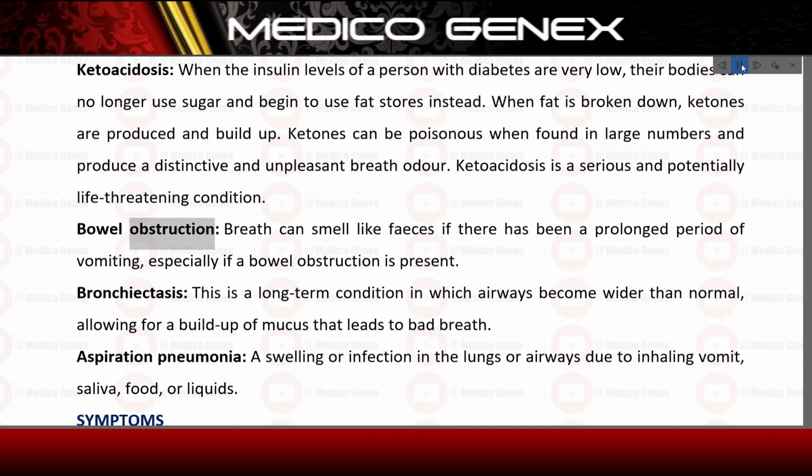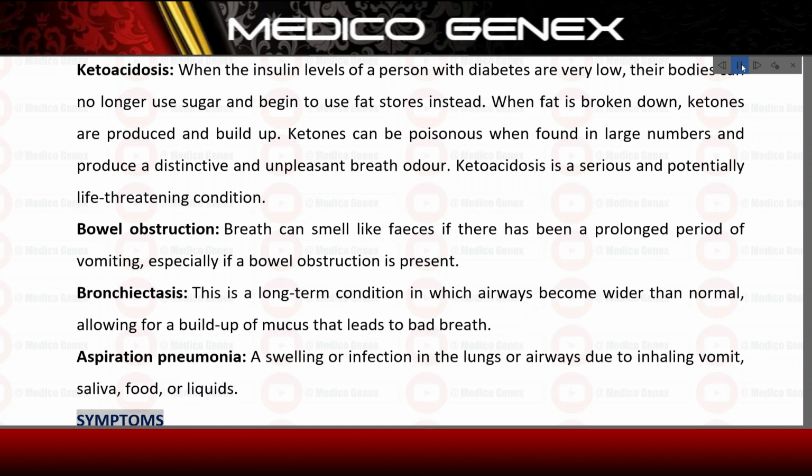Bowel obstruction. Breath can smell like feces if there has been a prolonged period of vomiting, especially if a bowel obstruction is present. Bronchiectasis. This is a long-term condition in which airways become wider than normal, allowing for a buildup of mucus that leads to bad breath. Aspiration pneumonia. A swelling or infection in the lungs or airways due to inhaling vomit, saliva, food, or liquids.